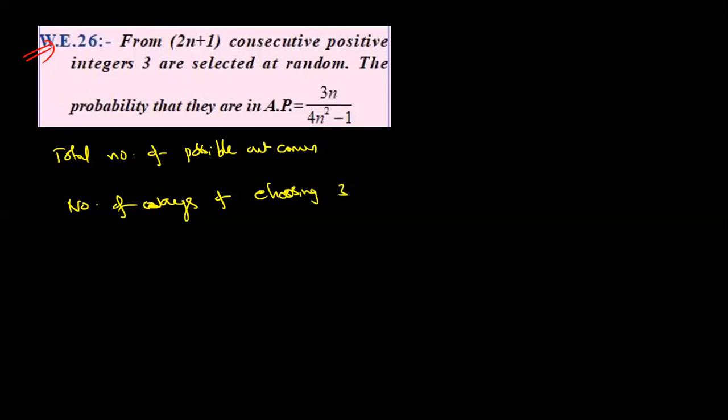Choosing three numbers out of 2n plus 1. In how many ways? It is 2n plus 1 C3. Fine. What about favorable cases?